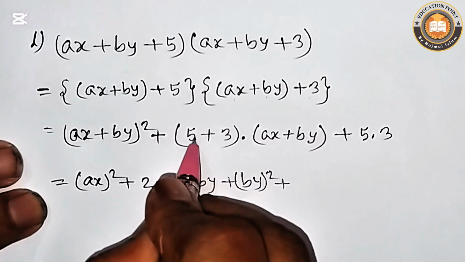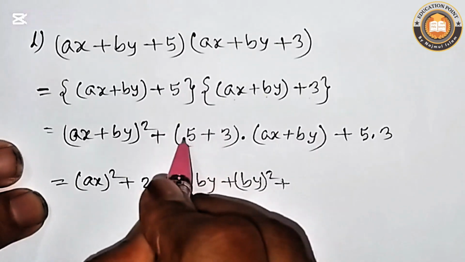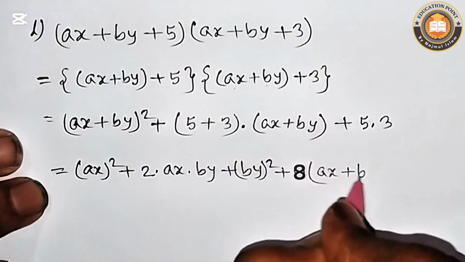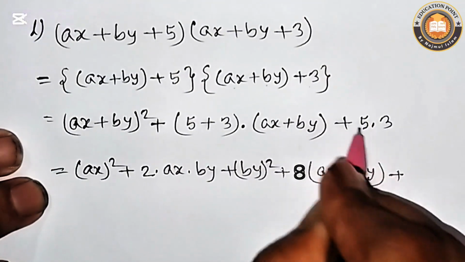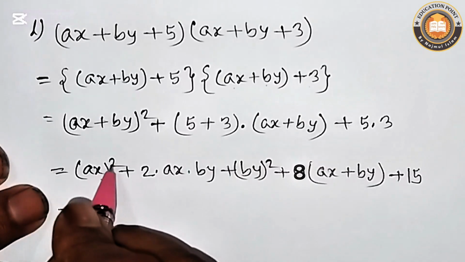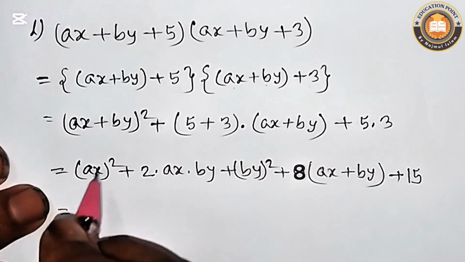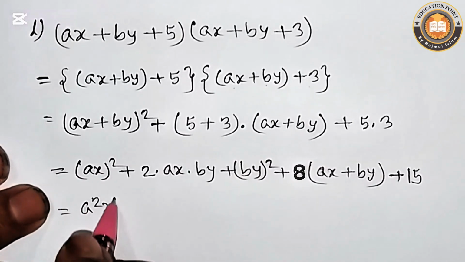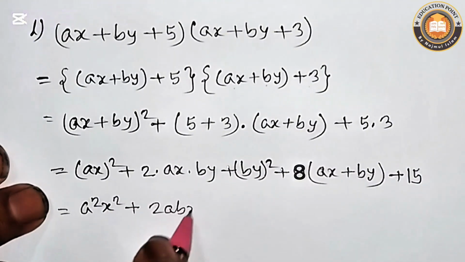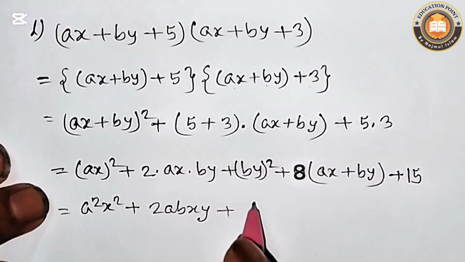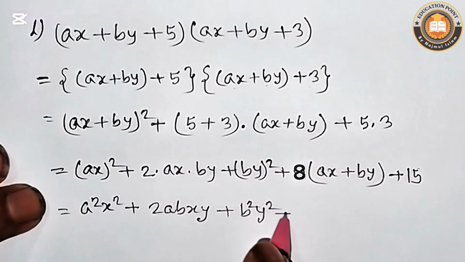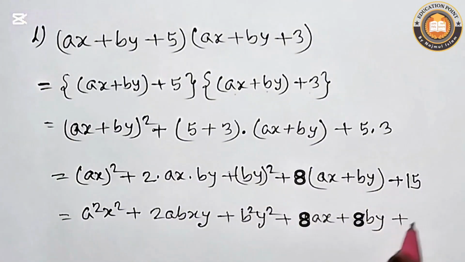Plus added value of 5 and 3 equal 8 into (ax plus by) plus 5 3 is 15. Square value of (ax) whole square equal a square x square plus 2abxy plus (by) whole square equal b square y square plus 15.